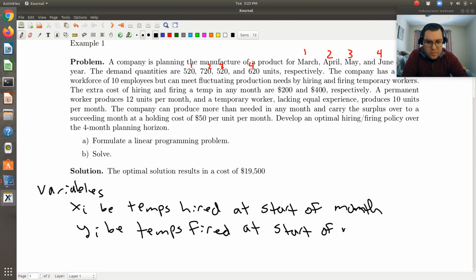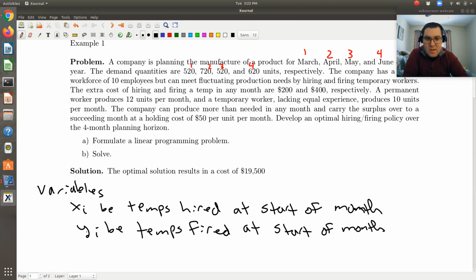And I'm going off of the start of the month because I'm going to need to hire those employees at the beginning of the month. So say it's even just the first month, March, I'll need to first start by hiring some temps to meet demand for the month. All right, and then just as well in a subsequent month, if I have too many temps, I'll start by firing them at the beginning of the month, so I have the proper workforce beginning at the start of the month. So that's xi, yi.